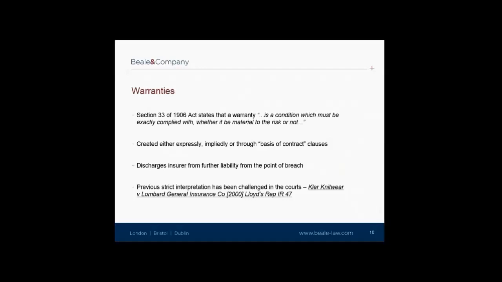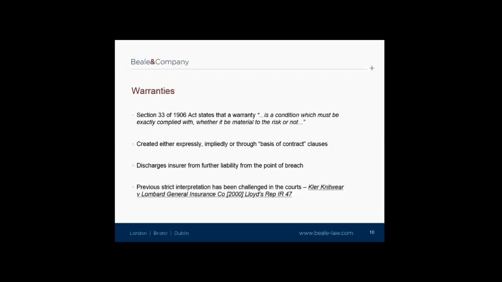Warranties have had an overhaul in the new Act. We've gone back to basics on warranties in order to get a full understanding of why there have been the necessary changes. An insurance warranty is a promise made by the policyholder to the insurer which, if broken, has harsh consequences.